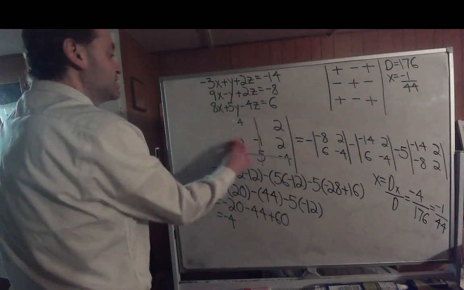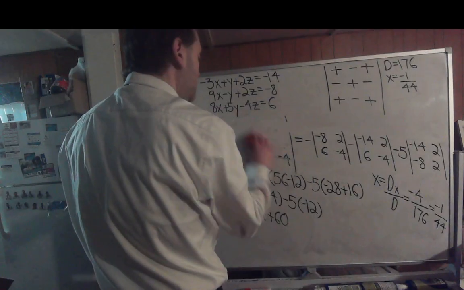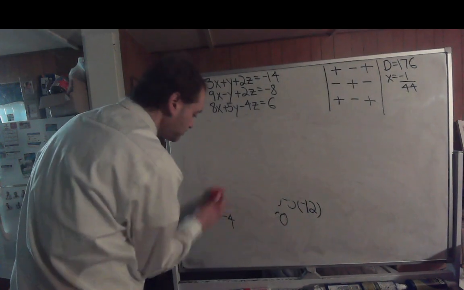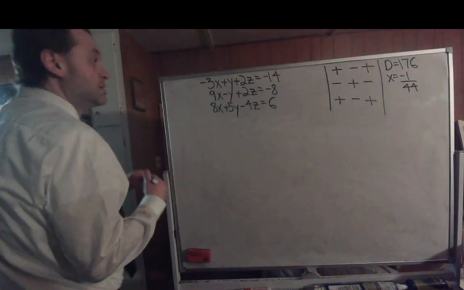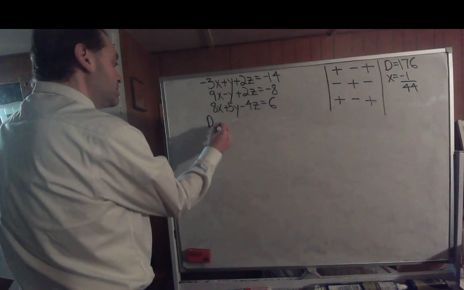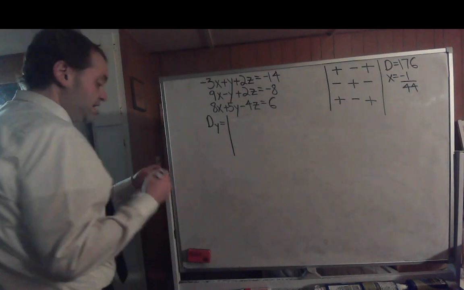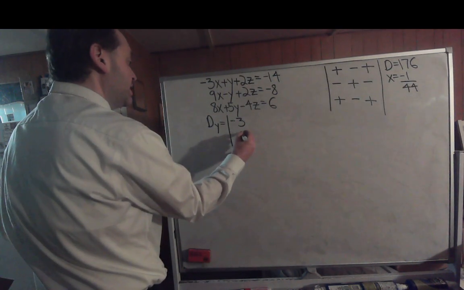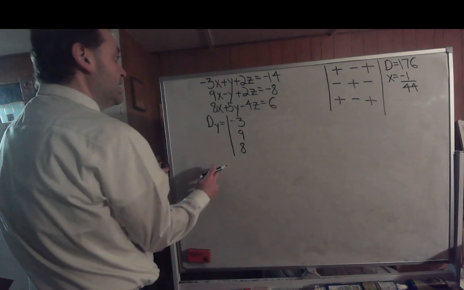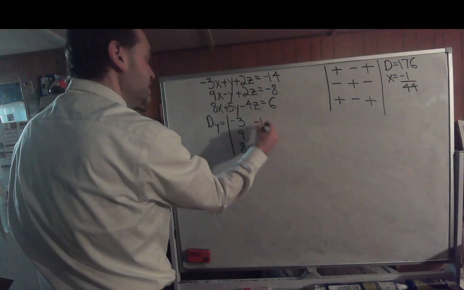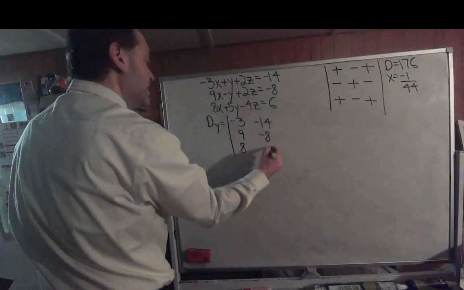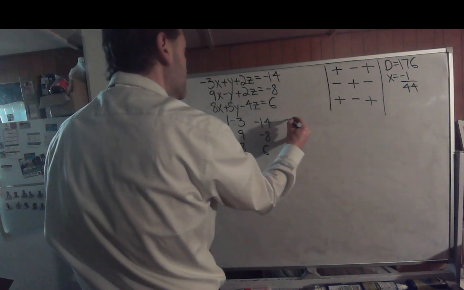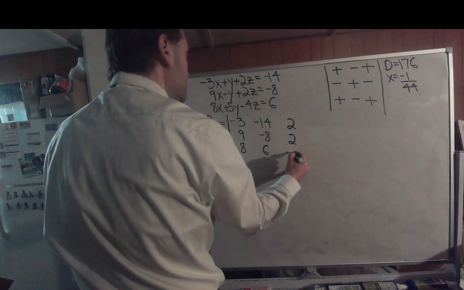Alright, so now we know x. Let's find d sub y and solve for y this time. D sub y is equal to, let's see, this time since we're doing d sub y, leave your x coefficients alone. So you'll have negative 3, 9, and 8 for your x's, but your y coefficients replace with negative 14, negative 8, and 6, and then leave your z coefficients alone, the 2, and the negative 4.